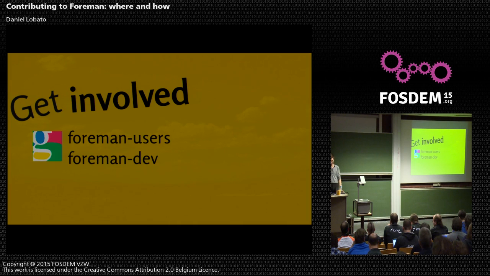We have two user lists where you can tell us about anything. Foreman Dev is mostly focused on discussions about changes that will be in Foreman and how to develop it. The users list is for help, or for people just telling us that maybe Foreman doesn't fit their use case for some reason. And then there's Foreman security, where you can send security reports.